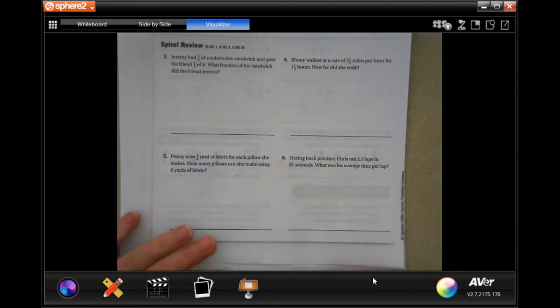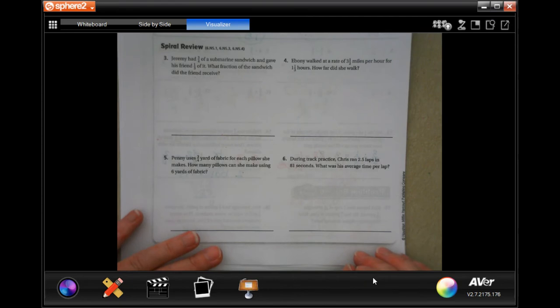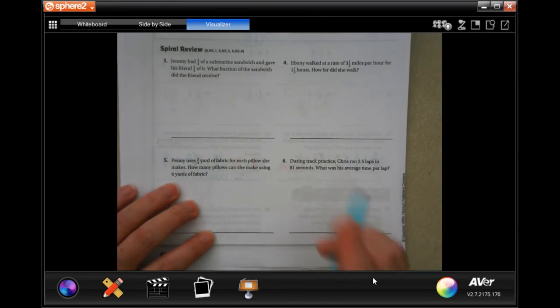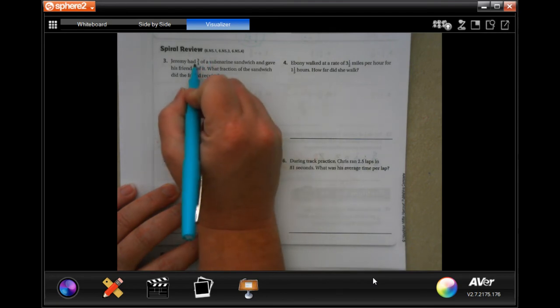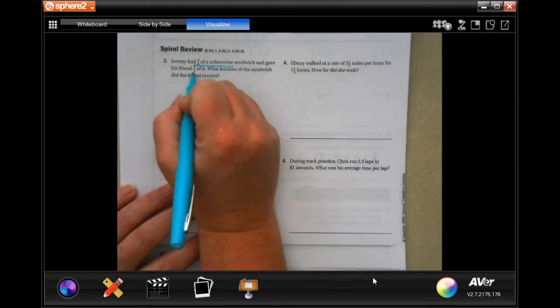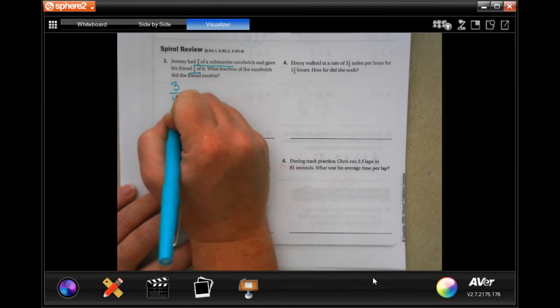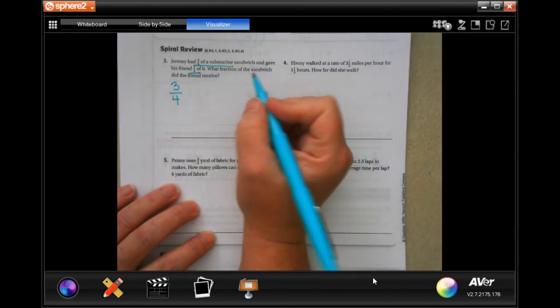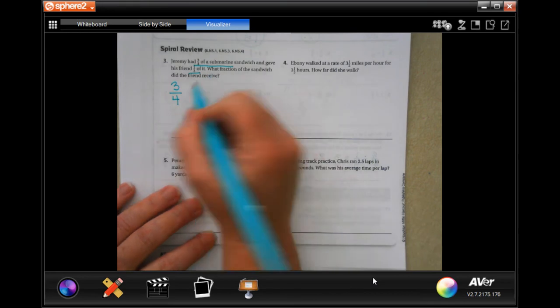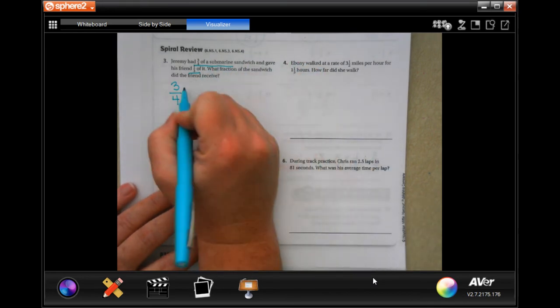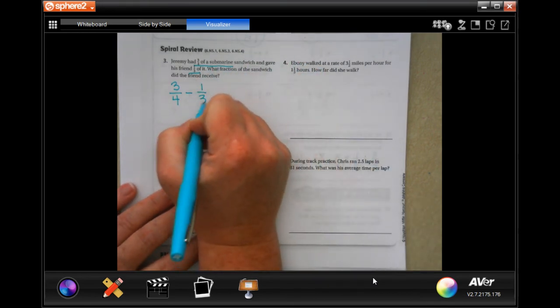Jeremy had 3/4 of a submarine sandwich and gave his friend 1/3 of it. What fraction of the sandwich did the friend receive? Well, he had 3/4 of a sub. He gave his friend 1/3 of it. So 3/4 minus 1/3.